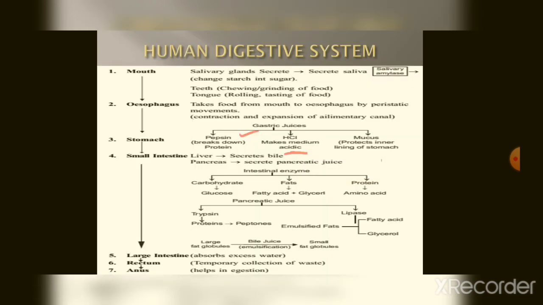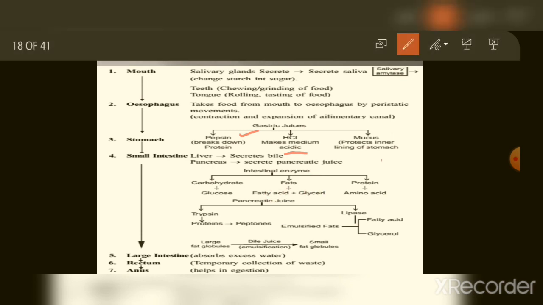So here you can see the intestinal enzymes. The intestinal enzymes convert proteins into amino acids, complex carbohydrates into glucose, and fats into fatty acids and glycerol.